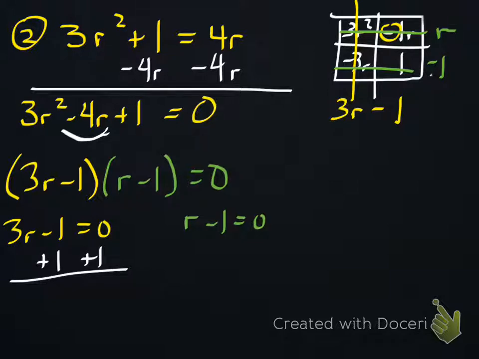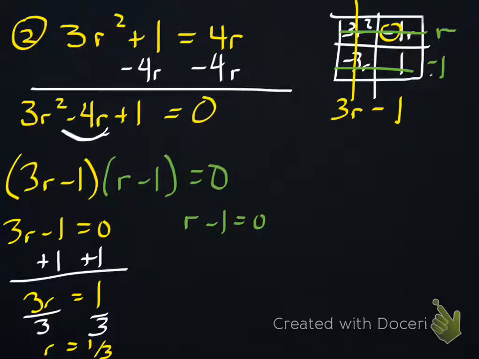And we have 3r is equal to 1. Have I solved it yet? No. What do I need to do next? Divide by 3. And so that leaves me with r is equal to 1/3. Unless the problem tells you to write it as a decimal, you leave it as a fraction that's reduced.